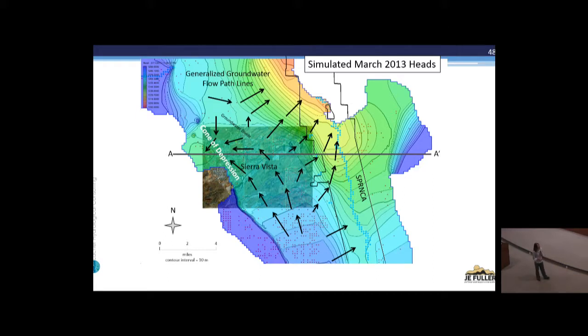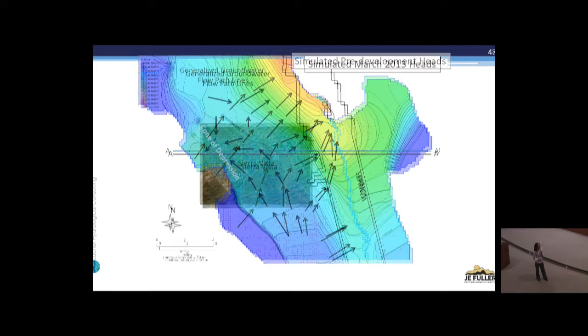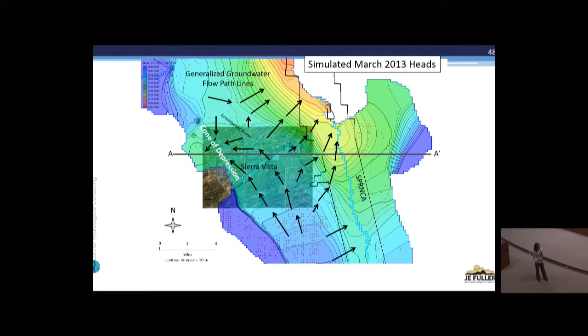What I showed you first was a steady state condition. This is where humans have not yet impacted the system. You can see these contour lines are equal head values. So there's a natural gradient toward the northeast, and down here it's a little more toward the east. But groundwater naturally moved in that direction before we disturbed it. After some pumping was imposed for quite a while, and this is in 2013, you can see the heads and flow lines changing in response.